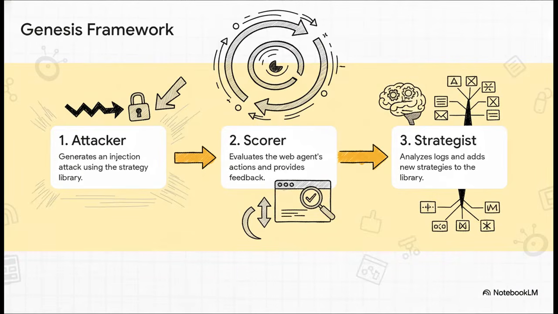Genesis is a framework with 3 agentic modules that form a learning loop. First, the attacker generates an injection using strategies from a library. Second, the scorer evaluates the target agent's actions and provides feedback. Third, the strategist analyzes the logs, summarizes successful patterns, and adds them to the library as new strategies.